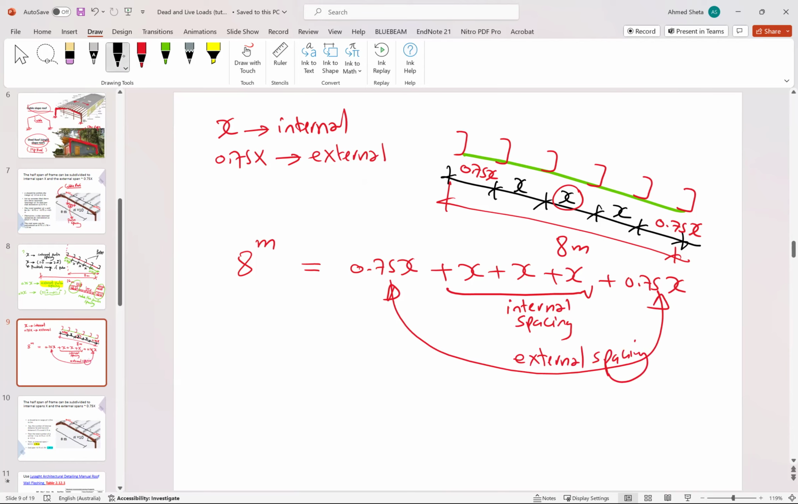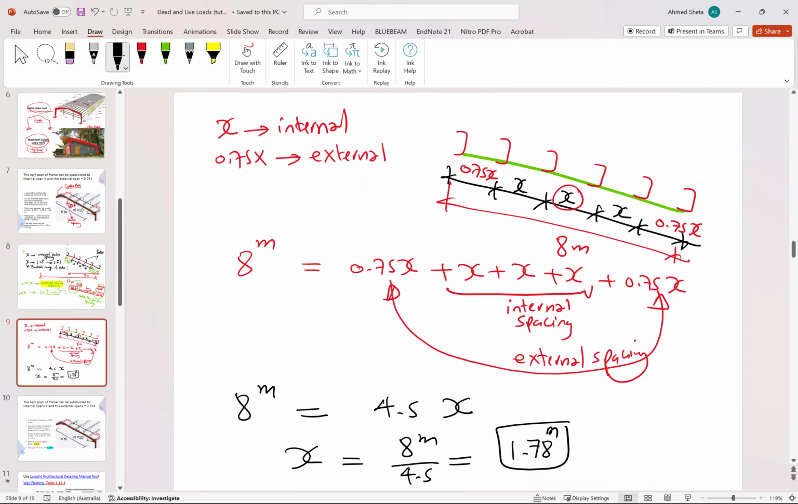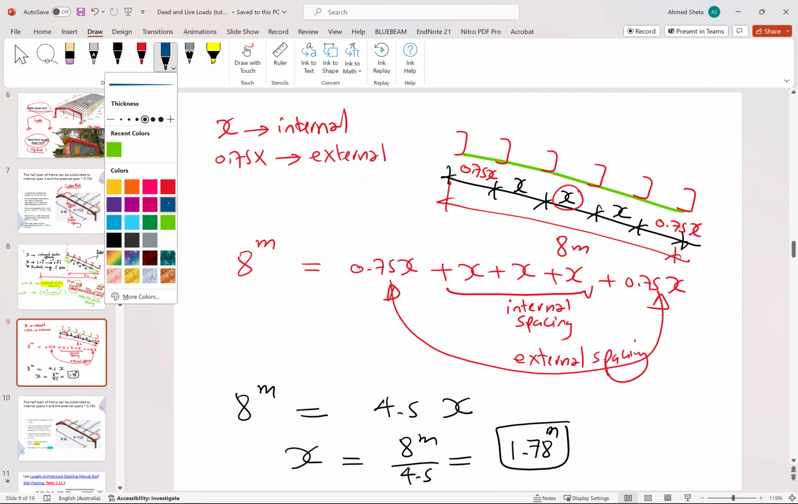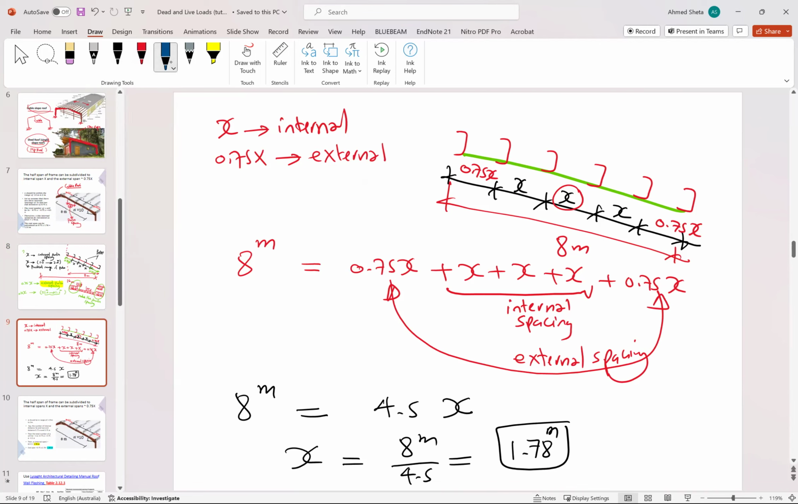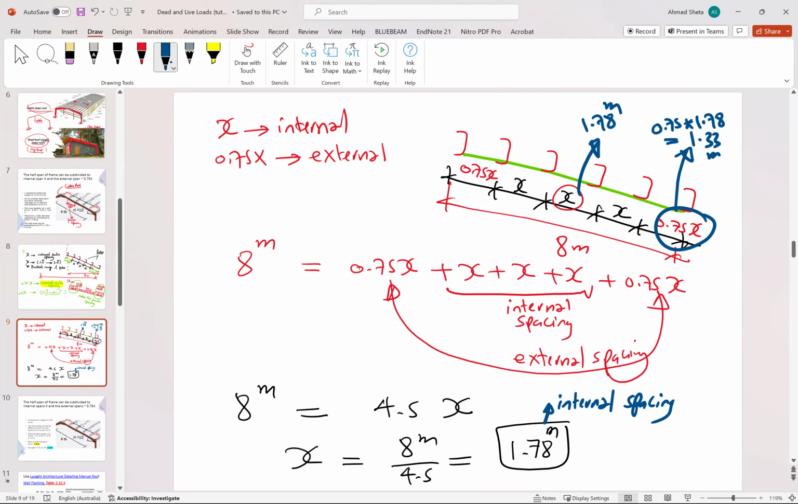Right? So if we finalize this calculation, 8 meter will be equal to 4.5 x. So x will be 8 meter over 4.5, which is equal to 1.78 meter. So how much is the internal distance in this example? If you're still following me, yes, 1.78. This is our internal purlin spacing. And how much will be the external spacing? This will be 0.75 times 1.78, so it will be 1.33 meter. Thank you, Nadia. So the internal spacing is 1.78, and the external spacing, 0.75 x, will be 1.33 meter.